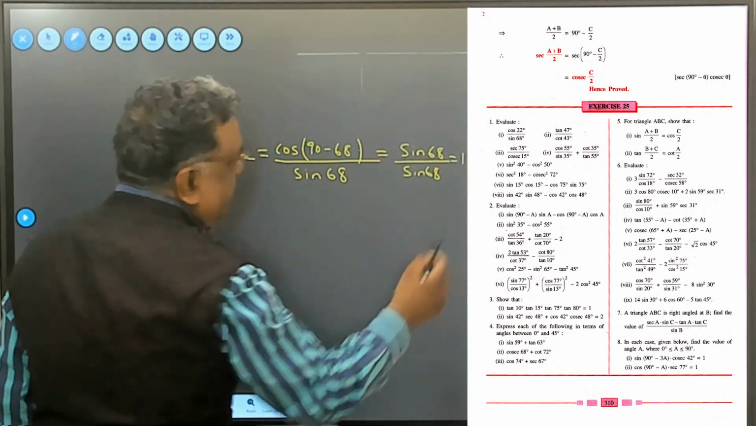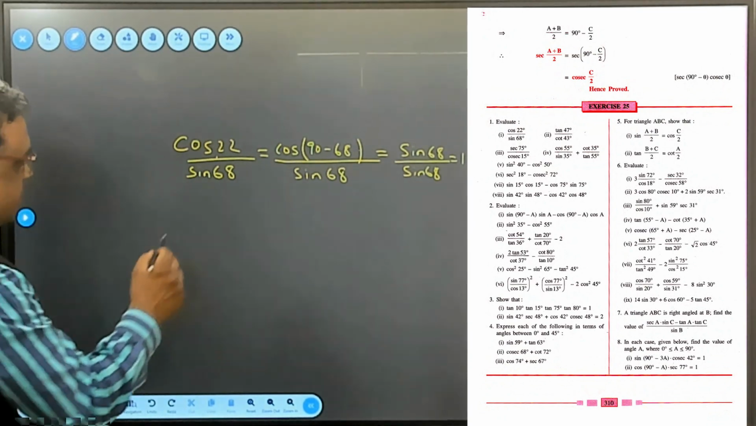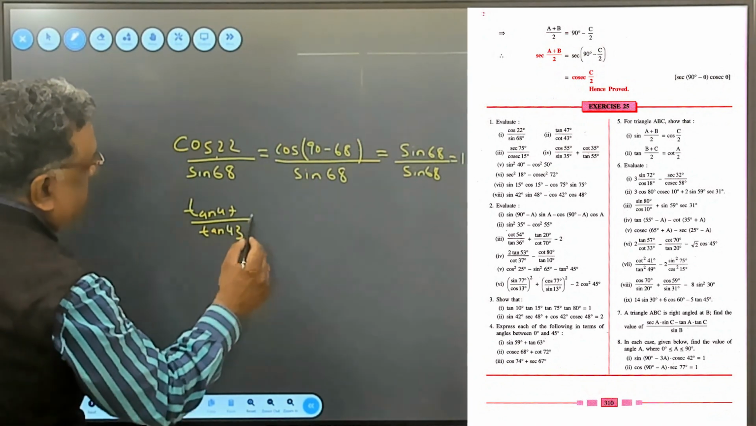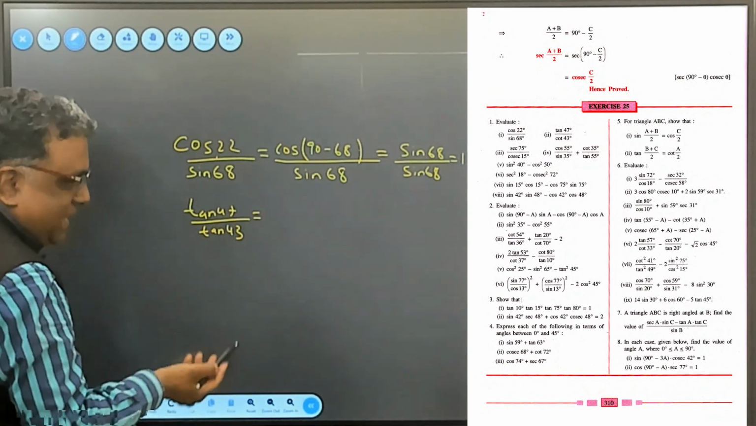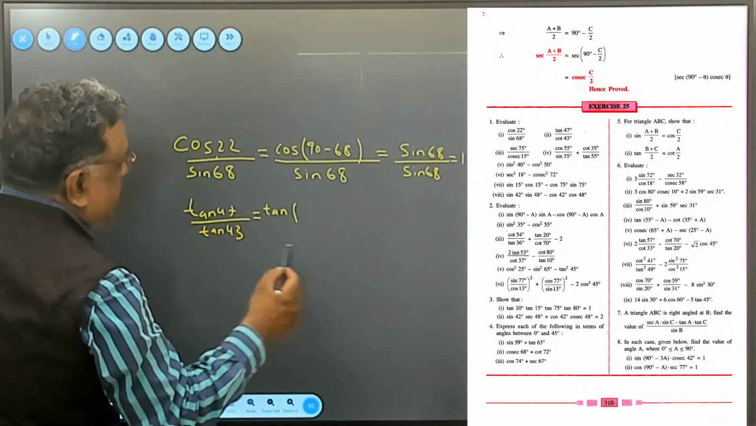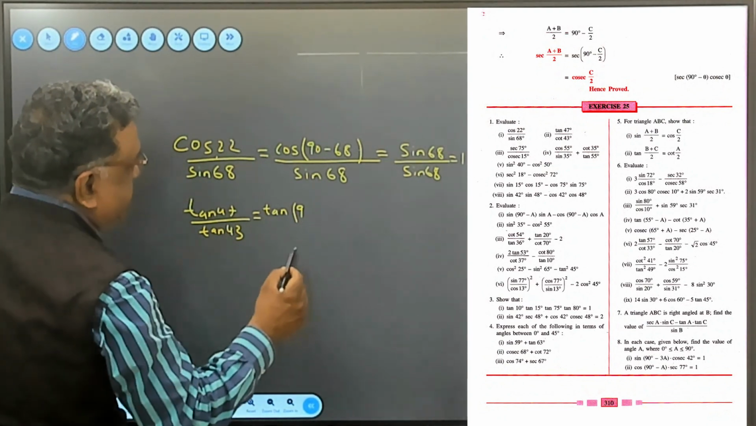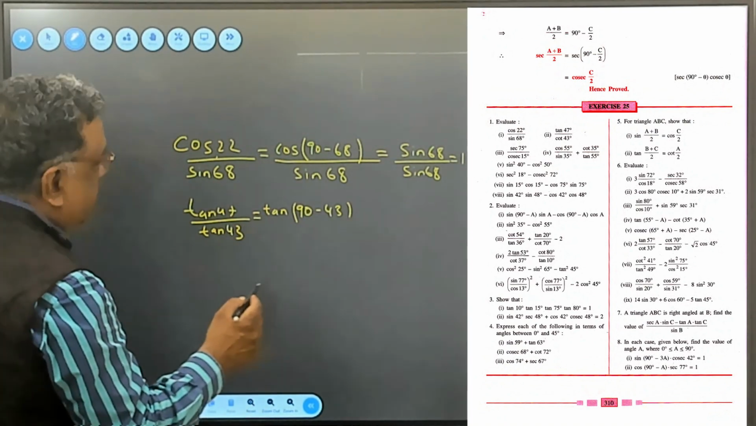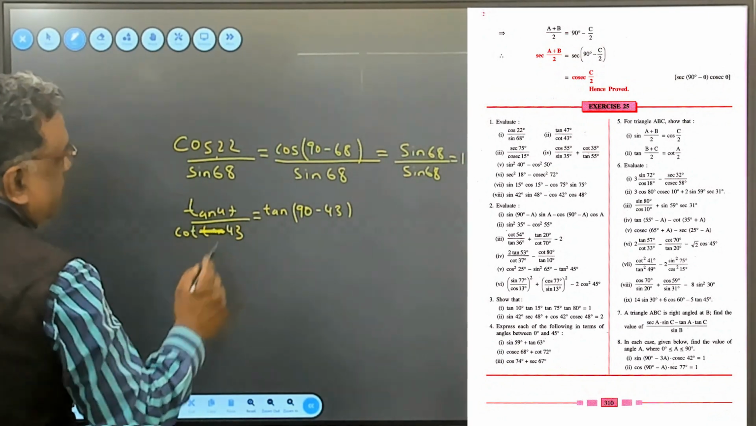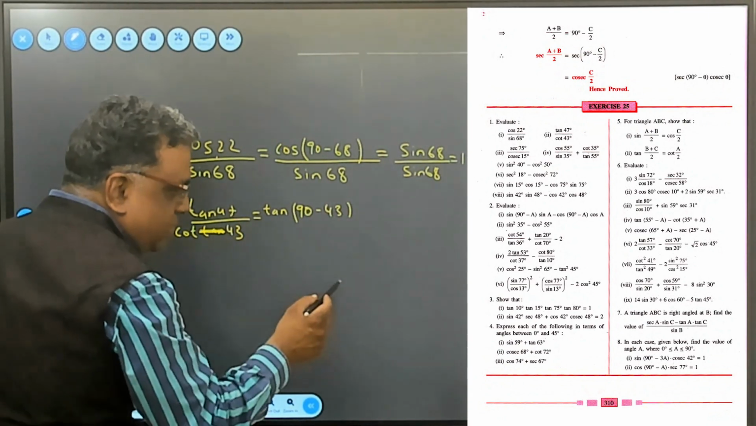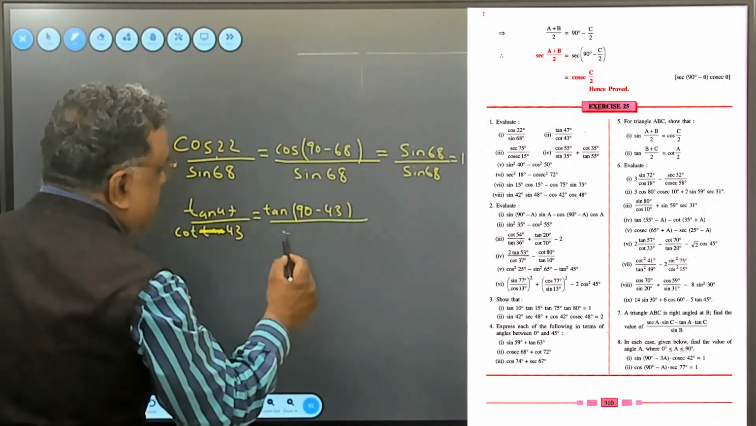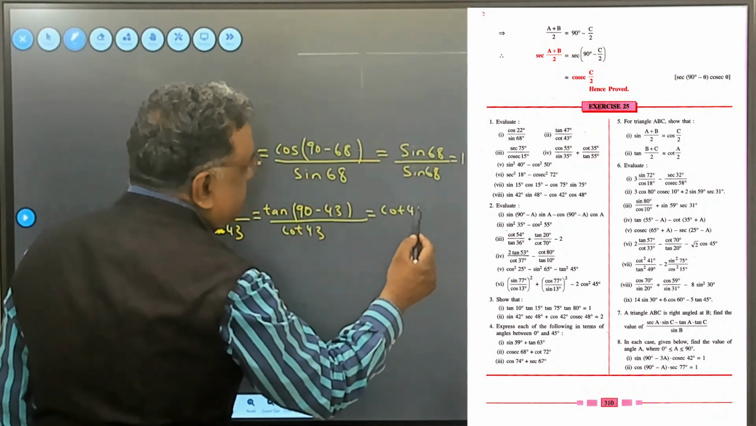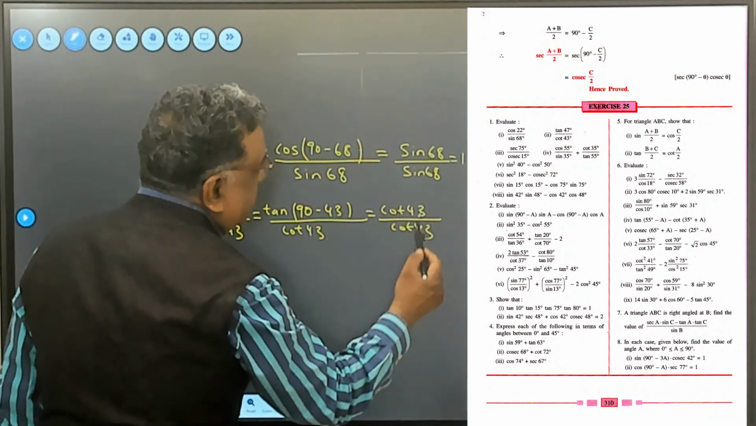The answer is 1. Next sum is tan 47 upon tan 43. Now I just add these two, it is 90. So tan 47, I can write it as tan 90 minus 43, because 90 minus 43 is 47, upon cot 43. Okay, tan 90 minus theta is cot theta. So this will be cot 43. They will get cancelled out. Answer is 1.